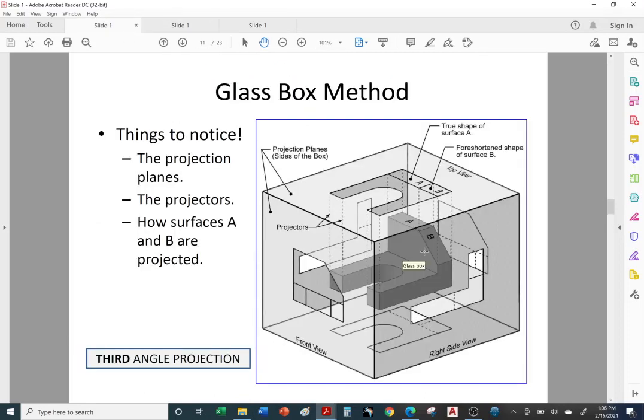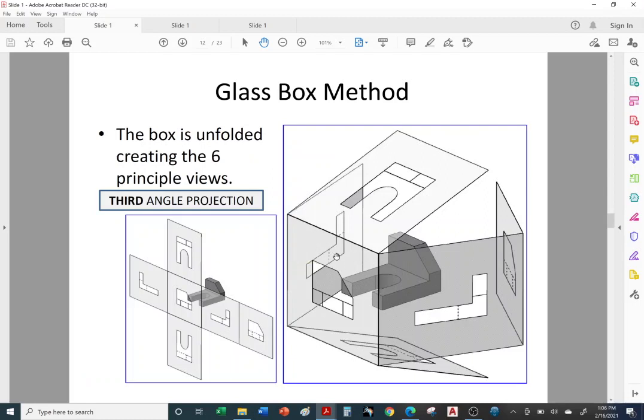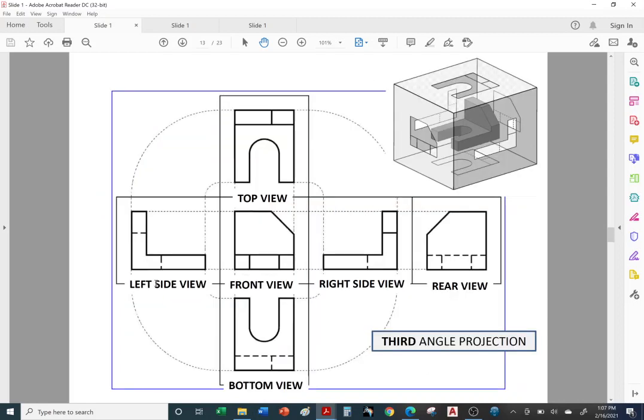All right, so let's go back to the glass box method. Once you take this box, you're going to open it. You're going to hold on to this surface and unfold it just like a cardboard box. So you hold on to your front view, you identify your front view, and then you unfold the glass box to get your orthographic projections. You have your front view, right side view, rear view, come back to the front, top view, back to the front, bottom view, and the left side view. Once you flatten out the box, this is what you get.